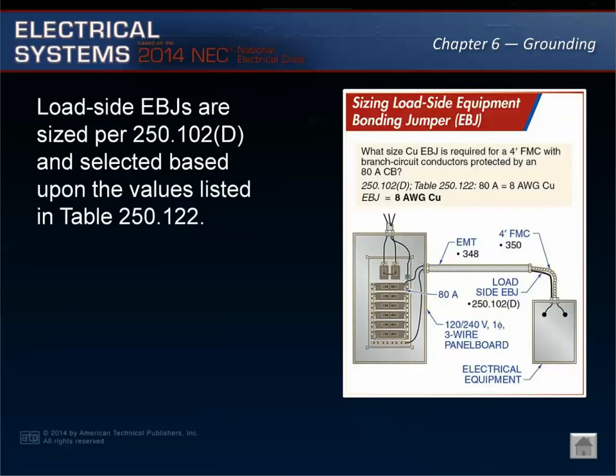Load side equipment bonding jumpers are sized per Article 250.102(D) and selected based upon the values listed in Table 250.122. The bonding jumper size is determined by the size or rating of the overcurrent protective device ahead of the equipment. If the equipment bonding jumper is to be used for more than one circuit in the raceway or cable, the size is selected from the table based upon the largest overcurrent protective device protecting a circuit within the raceway or cable.